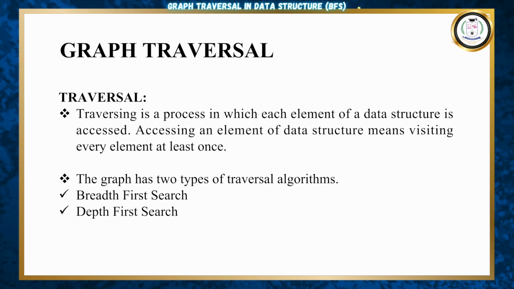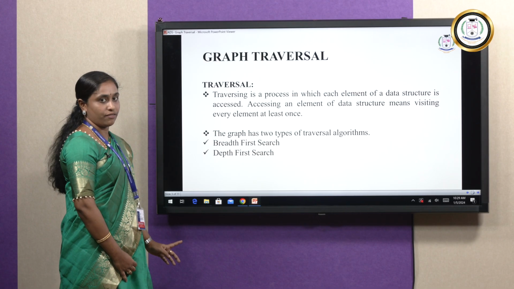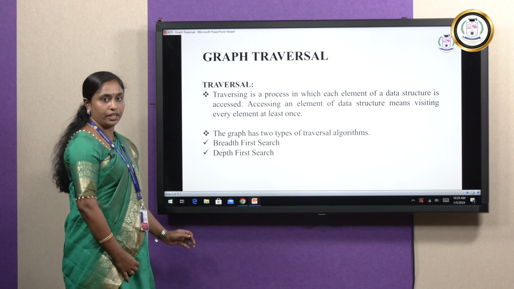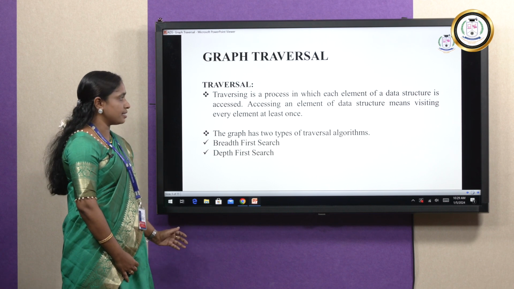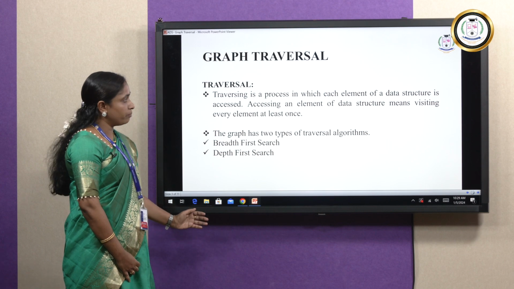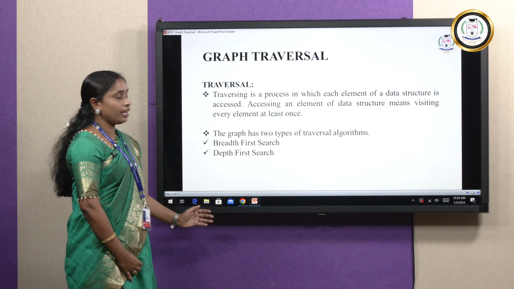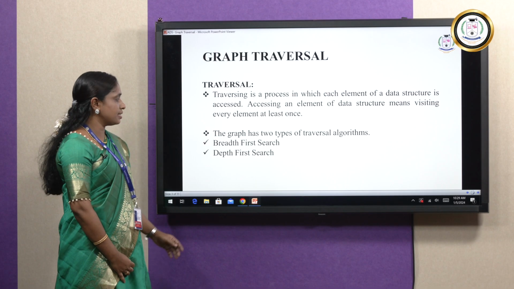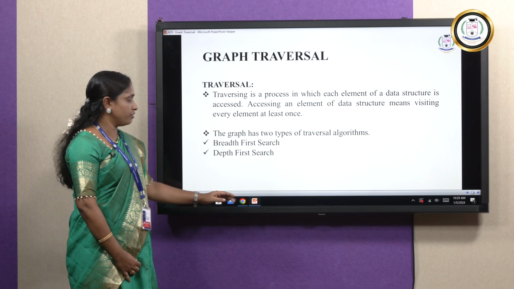So we discuss one of the concepts in data structure, graph traversal. First we discuss traversal. Traversal is a process in which each element of the data structure is accessed, which means visiting every element or node of the data structure. Graph traversal has two types: breadth first search and depth first search. We discuss the breadth first search first.